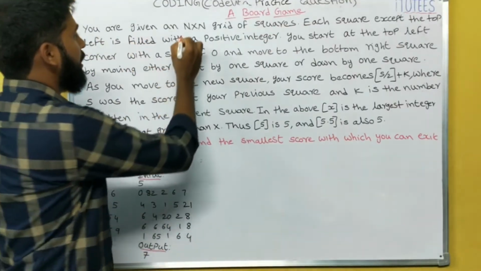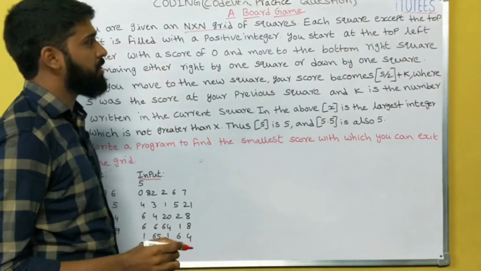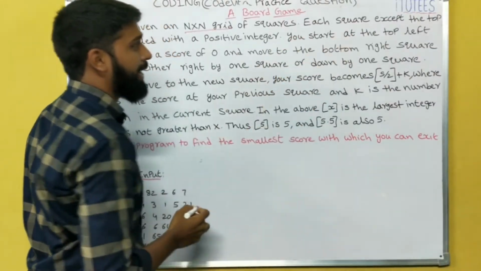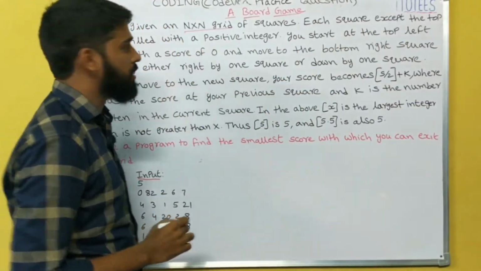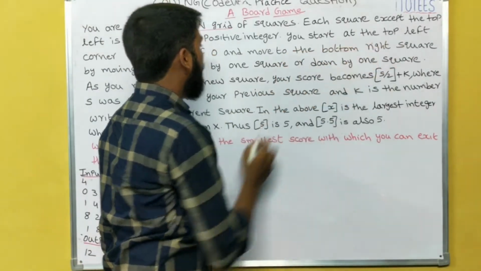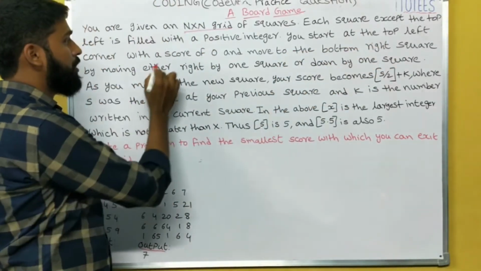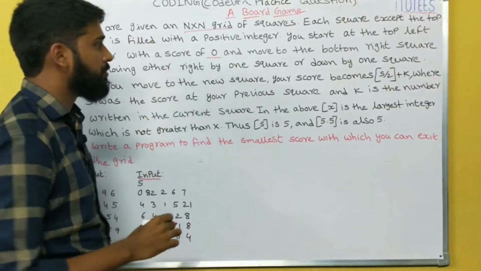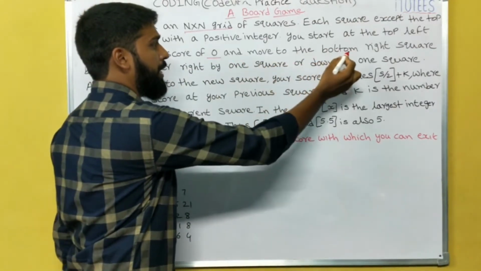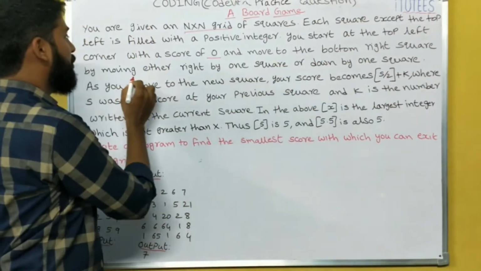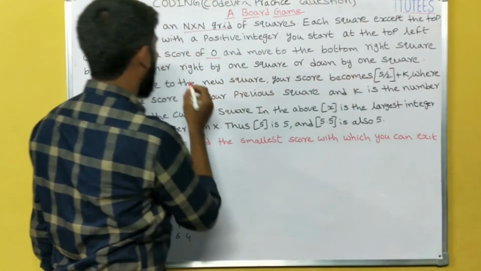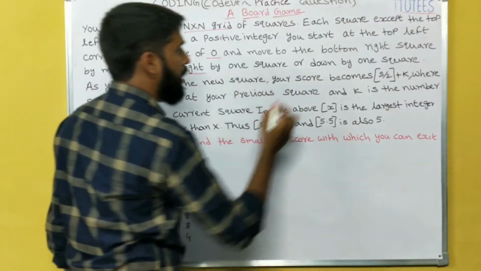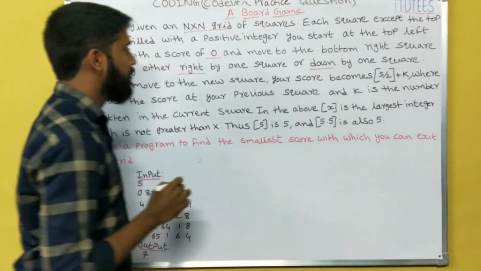You are given an n by n grid of squares. Each square except the top left is filled with a positive integer. You start at the top left corner with a score of 0 and move to the bottom right square by moving either right by one square or down by one square. That means you can move right or you can move down.